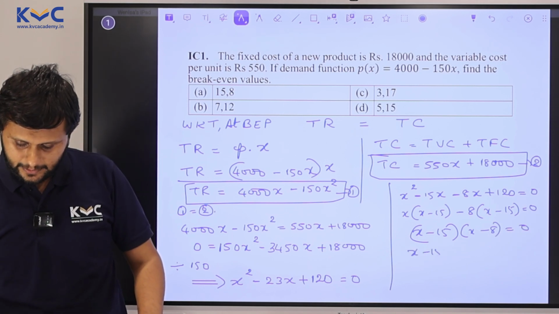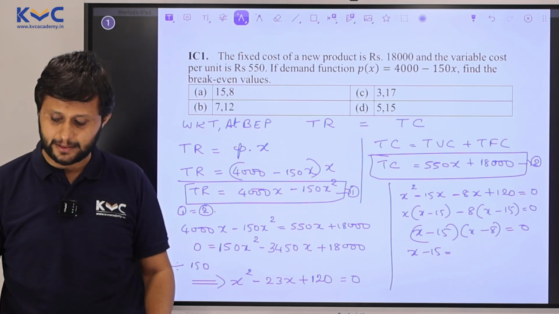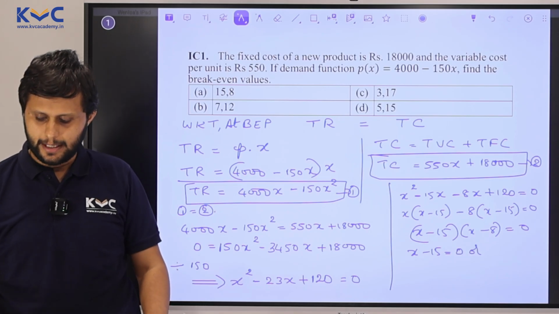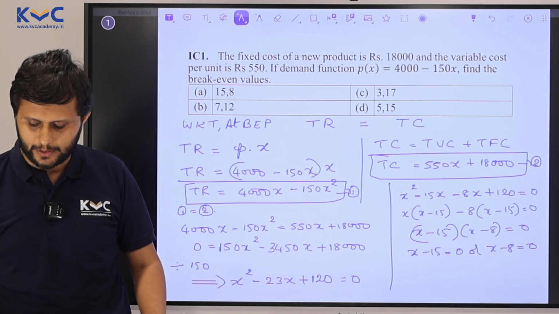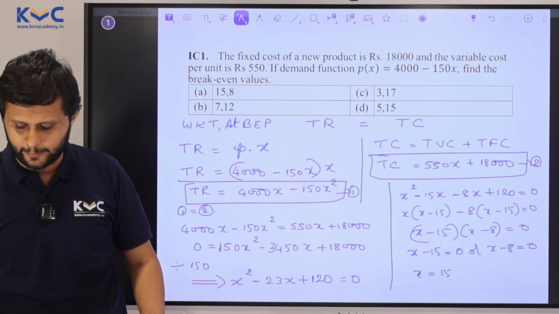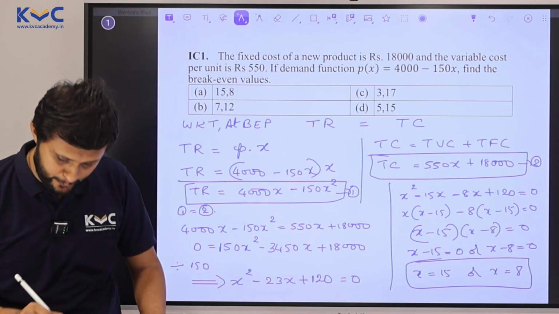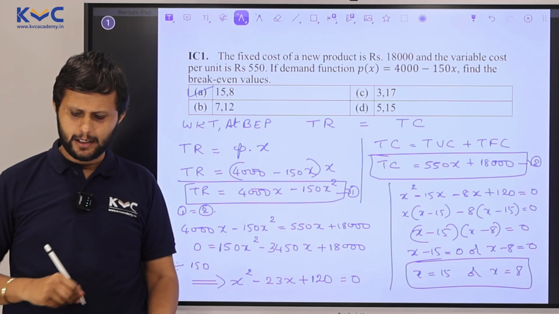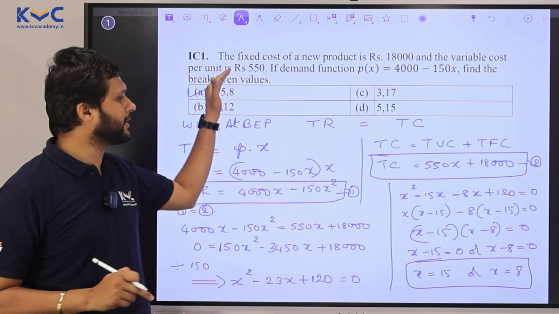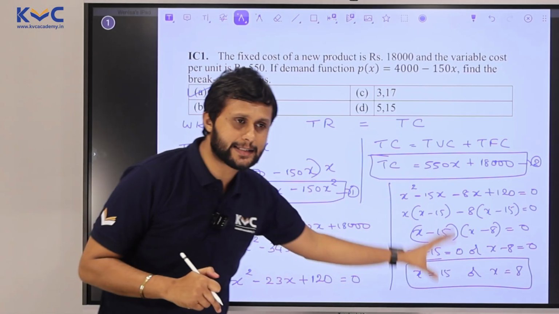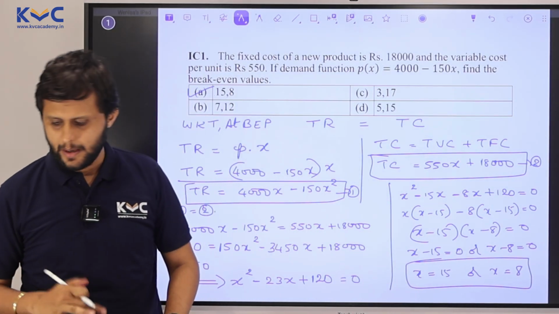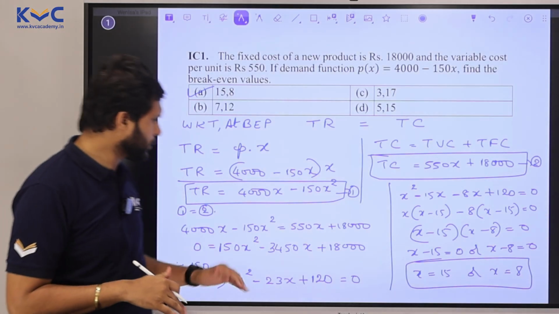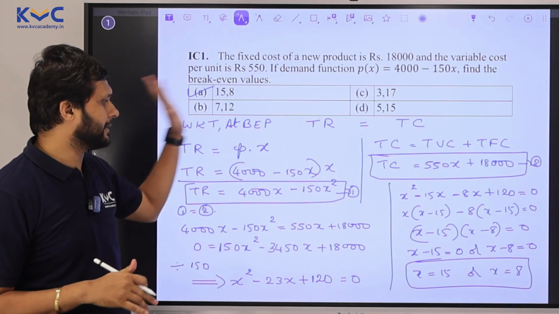Either x minus 15 is equal to 0 or x minus 8 is equal to 0. So either x is equal to 15 or x is equal to 8. 15 and 8 are the answer. So here only we could have stopped because we have got the answer over here, but still I have shown this calculation simplification. But in the examination you should definitely stop over here and get the answer.